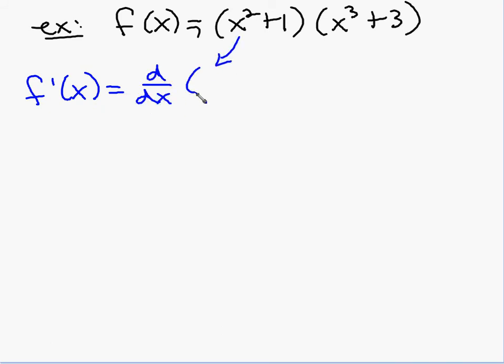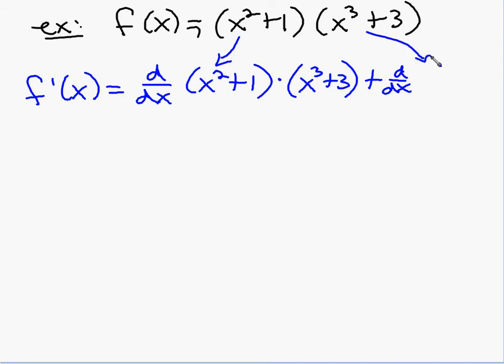function, whatever that is, we'll figure that out in a second, times the second function just the way it is, plus the derivative of the second function, x cubed plus 3, I'm supposed to say x cubed plus 3, times the first function the way it is, x squared plus 1. Okay? That's how the product rule operates. Now let's figure out what these derivatives are.